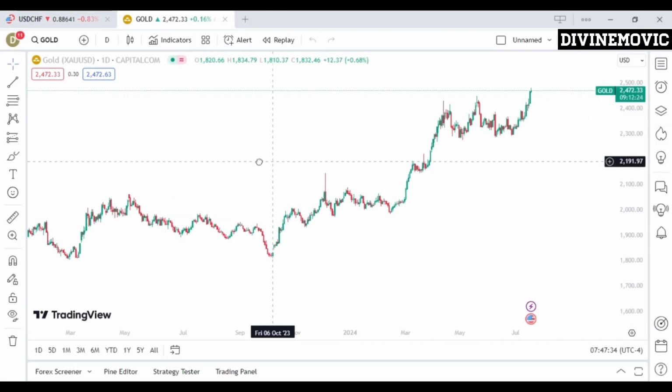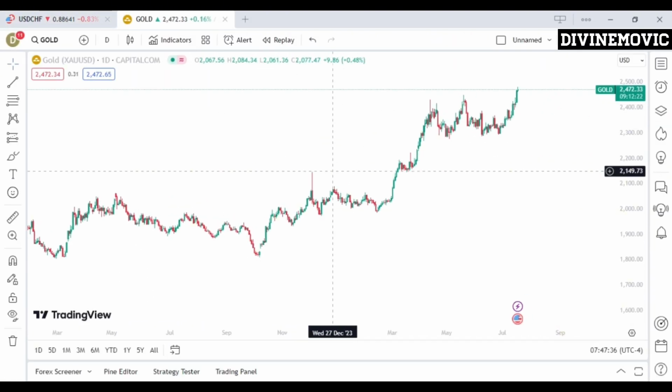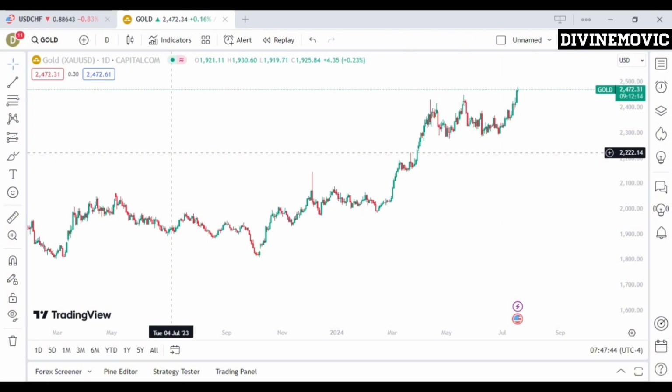Now this is gold. And remember, the first thing we always want to do is go to the higher time frame and understand where price is going on the higher time frame. I like to use the daily time frame as my higher time frame to know where price is going and where price is not going. How do we identify that?